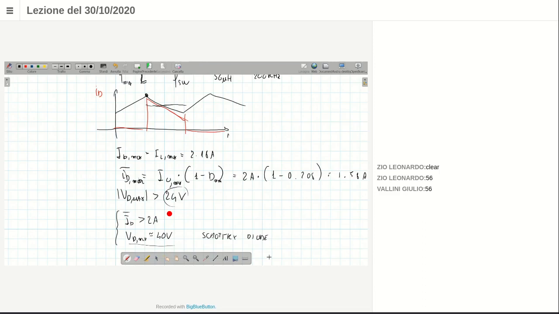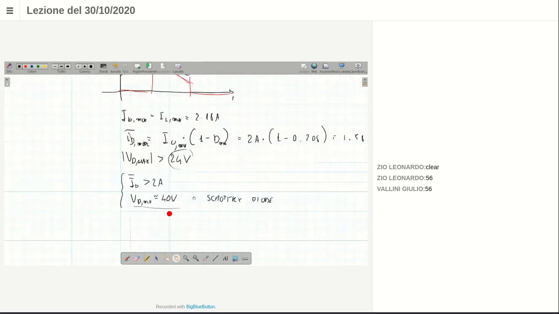Is it clear? Any comments on the choice of the diode? Basically, we need to know the peak current, the average current, and the maximum reverse voltage. And we have to choose the diode accordingly.